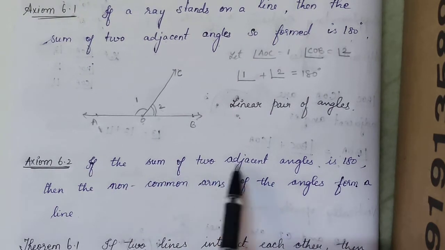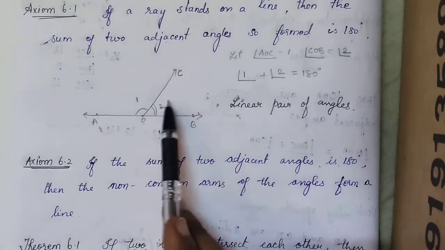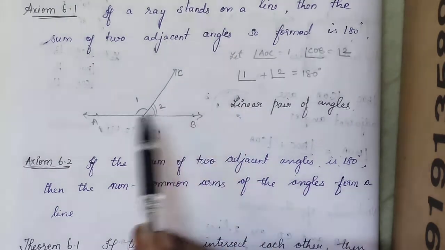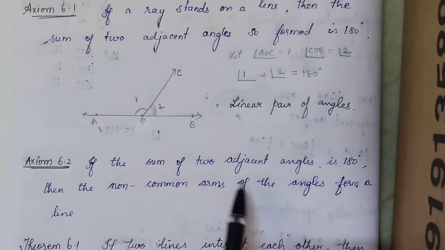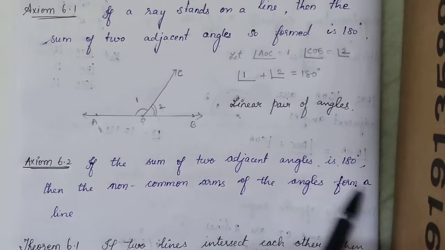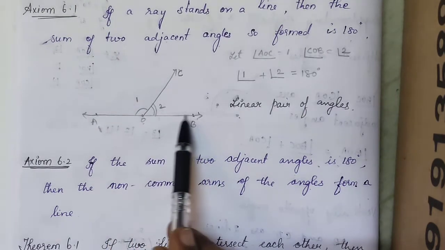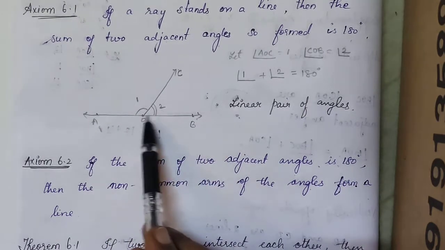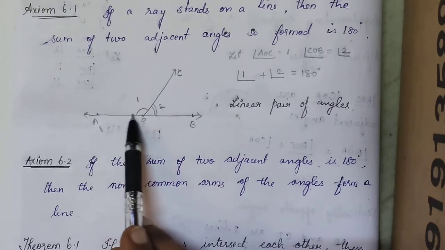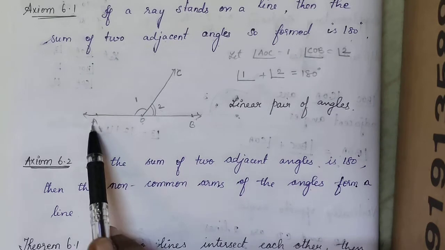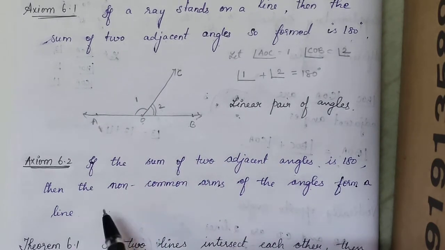If the sum of two adjacent angles is 180, when I add these two angles and I get the answer as 180, it means the non-common arms of the angles form a line. Forms a line means this will fall on the same line as OB. On the line OB, OA also will lie. Then this entire thing forms a single line AB. This is axiom 6.2.